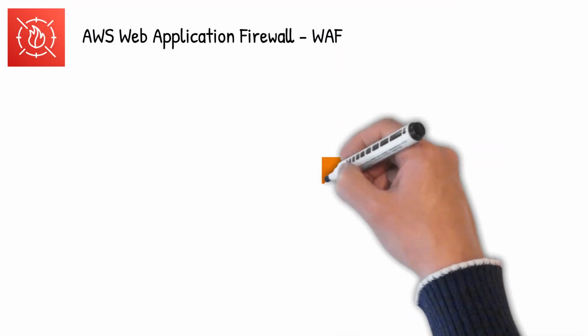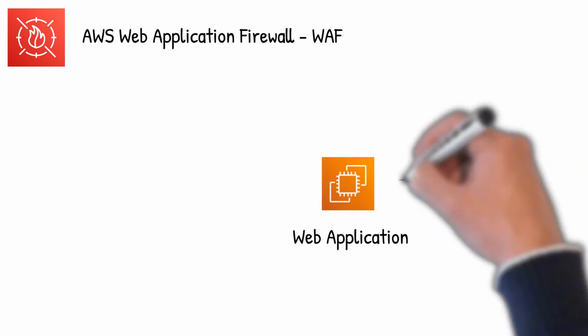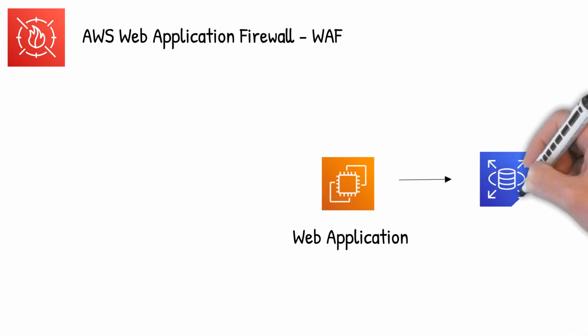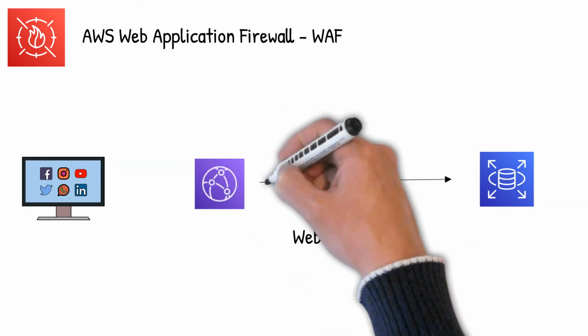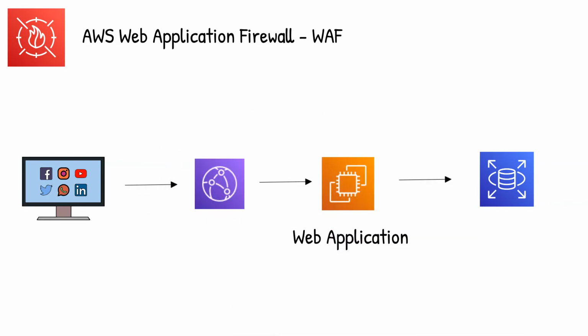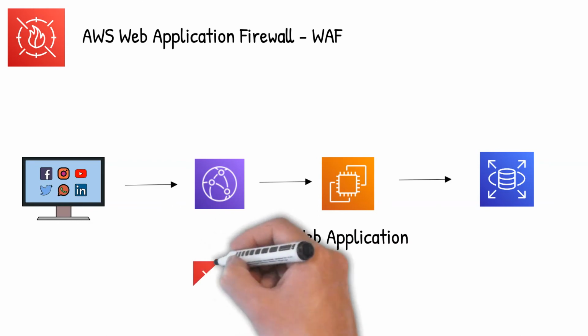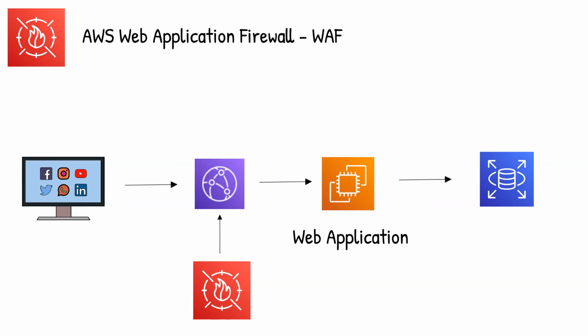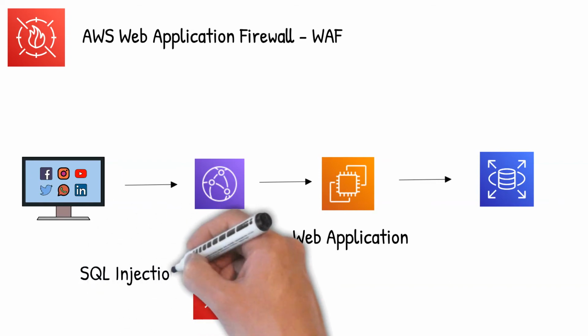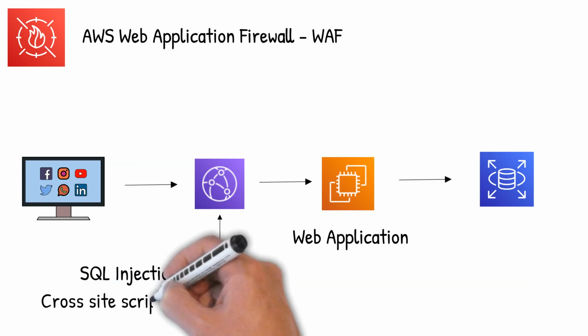AWS Web Application Firewall or WAF. WAF is a firewall that helps protect your web applications from common web exploits that could affect application availability, compromise security, or consume excessive resources. WAF can be used to block common attack patterns such as SQL injection or cross-site scripting.